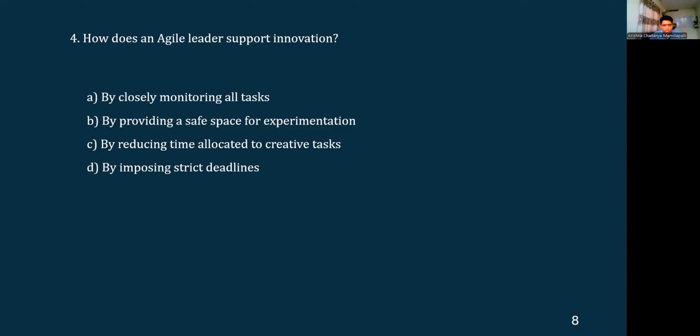And let's look at the third option as well. By reducing time allocated to creative tasks, definitely that's not going to help any innovation, because if we are reducing the time for creative tasks, then we are not allowing the space for innovation. So that's an absolutely wrong answer. That can be eliminated as well. By imposing strict deadlines, this is totally against an agile leader's role. An agile leader never imposes any strict deadlines, so this can be eliminated as well.